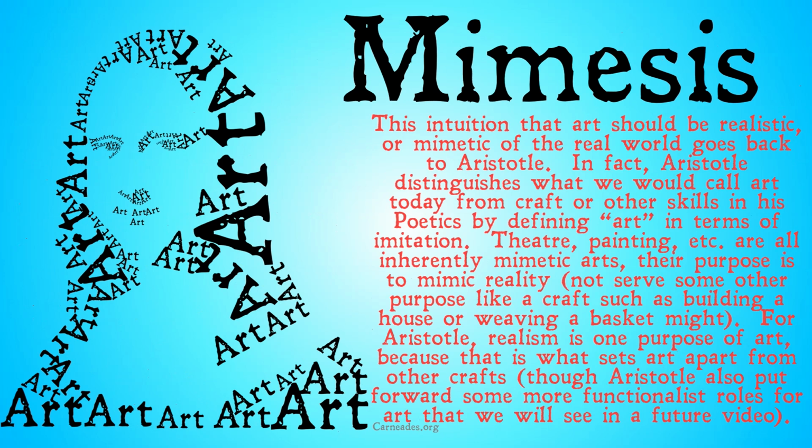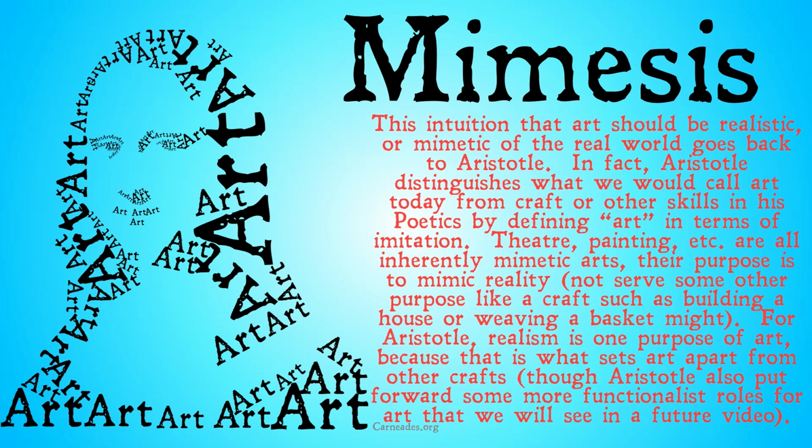This intuition that art should be realistic or mimetic of the real world goes back to Aristotle. In fact, Aristotle distinguishes what we would call art today from craft or other skills in his Poetics by defining this kind of art in terms of imitation. Theater, painting, etc. are all inherently mimetic arts. Their purpose is to mimic reality, according to Aristotle, not to serve some other purpose like a craft such as building a house or weaving a basket might. For Aristotle, realism is one purpose of art, because that is what sets art apart from other crafts.